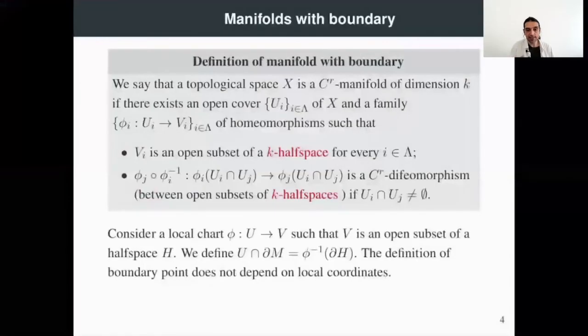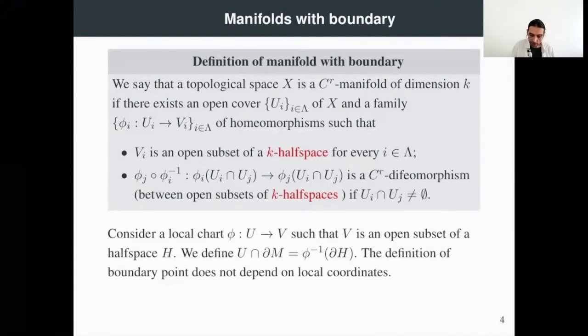Having said that, it's not clear so far why we can actually distinguish between interior points and boundary points. That's very intuitive. So let's see what we can say.